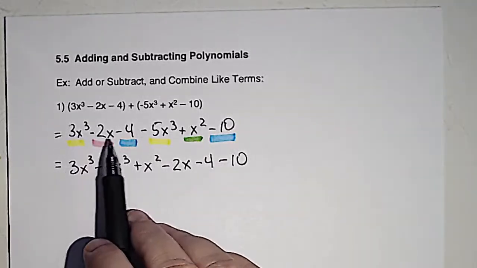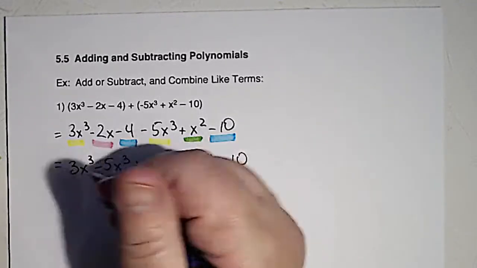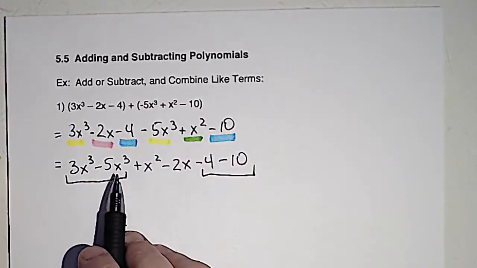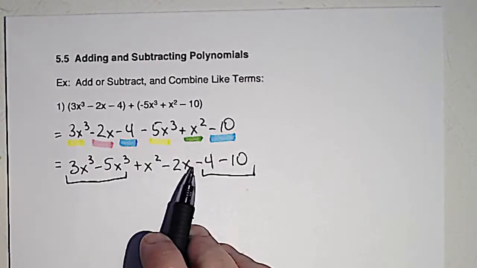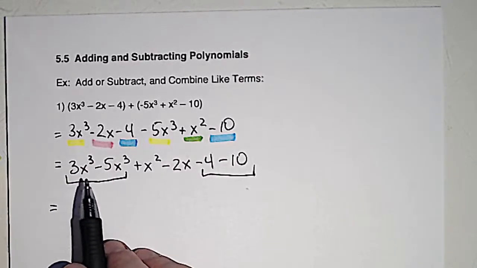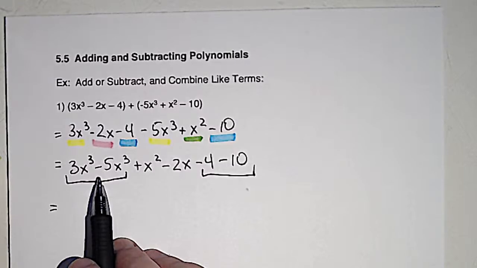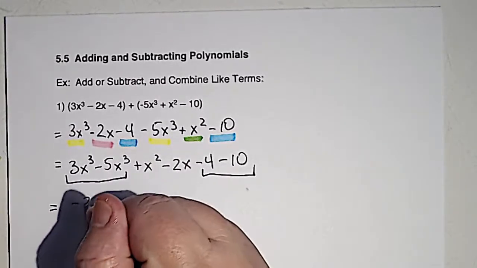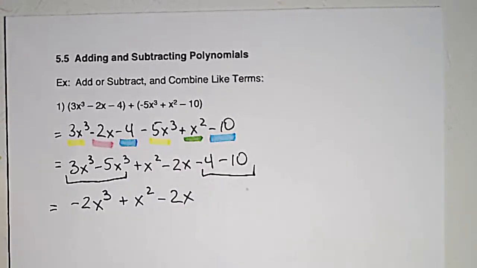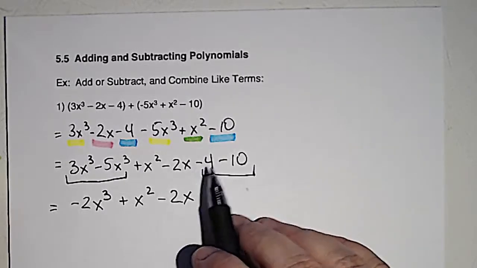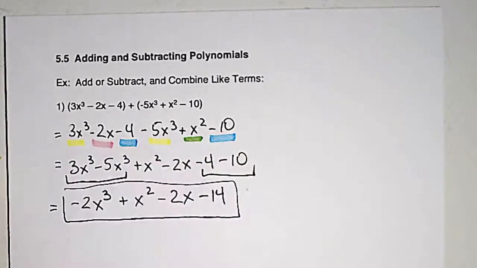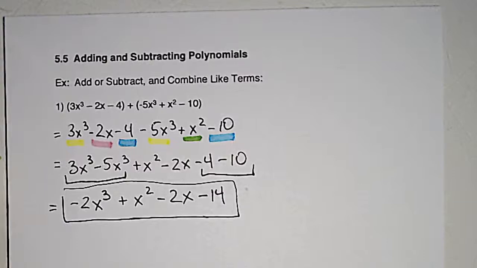It's always a good idea to count. I had 6 terms, make sure I still had 6 terms, because then we can combine the like terms. These both have x cubed. This has an x squared, this has an x, so these are not like terms, but these two are like terms. If you have 3x cubed and you subtract 5x cubed, or sorry, yes, 3 minus 5 is negative 2x cubed. The x squared and the minus 2x we just write down. Minus 4 minus 10 is negative 14. Ta-da!